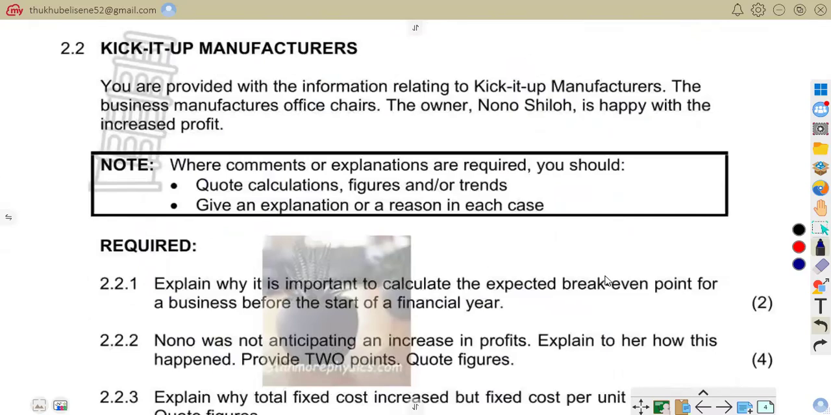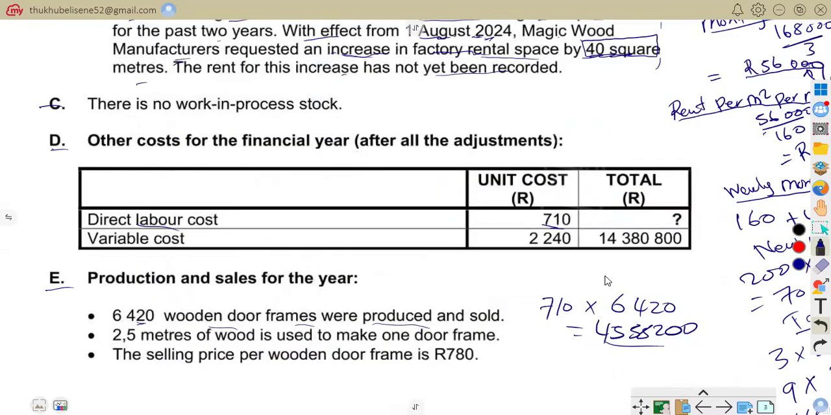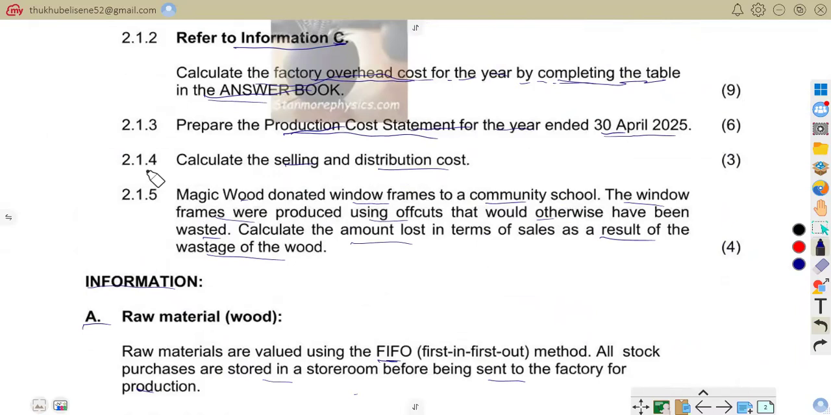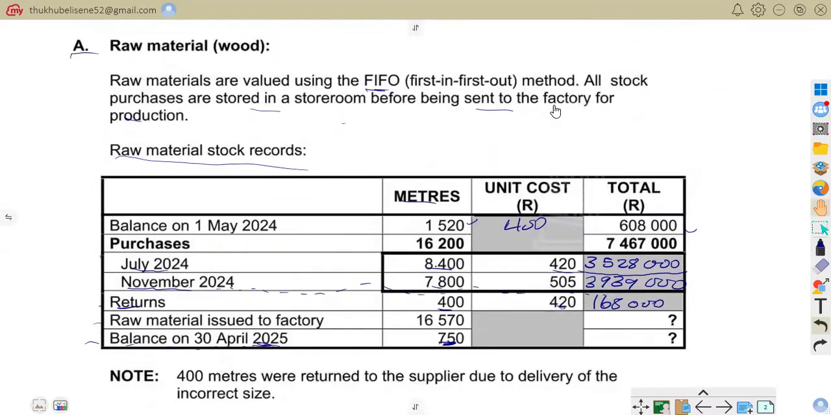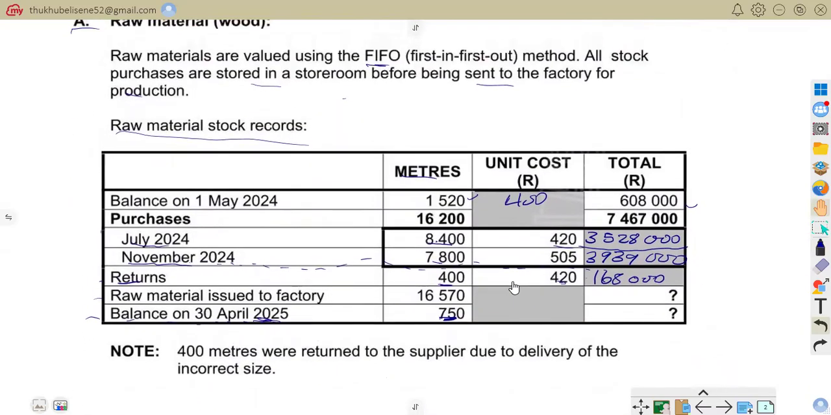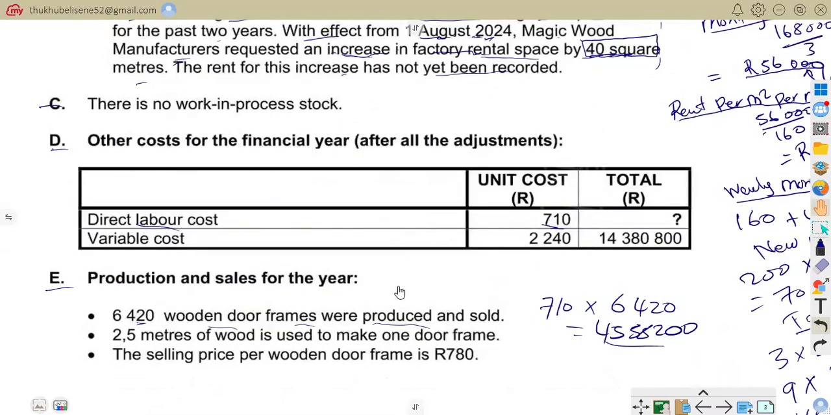So now let us go to another question. The other question says, calculate the selling and distribution cost. With that one, we know how much is our variable cost. That is what you're going to look at. Here is our variable cost, as you can see. This is what you're going to use.